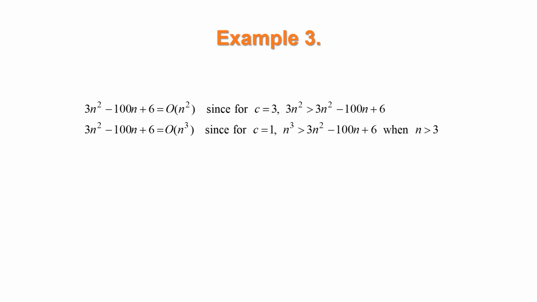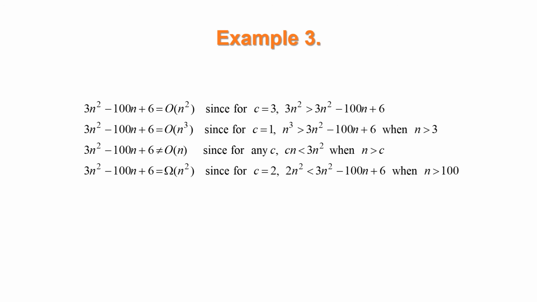3n squared minus 100n plus 6 equals O of n cubed, since for c equal 1, n cubed is greater than 3n squared minus 100n plus 6 when n is greater than 3. 3n squared minus 100n plus 6 does not equal O of n, since for any constant c, cn is less than 3n squared when n is greater than c.